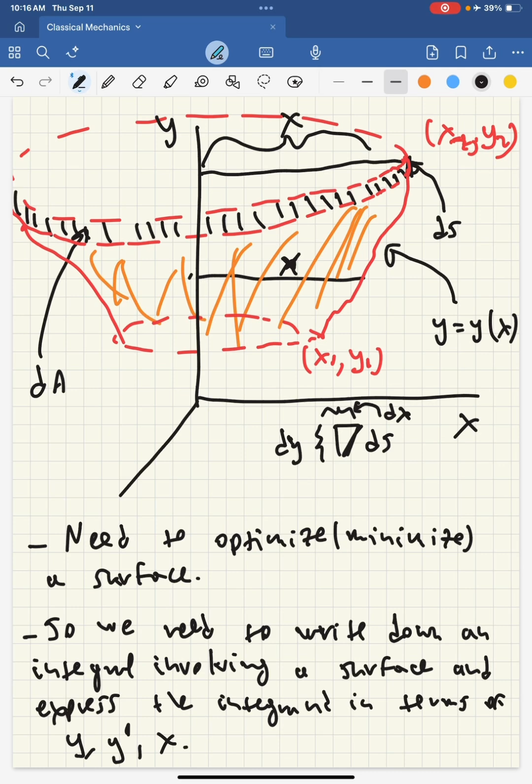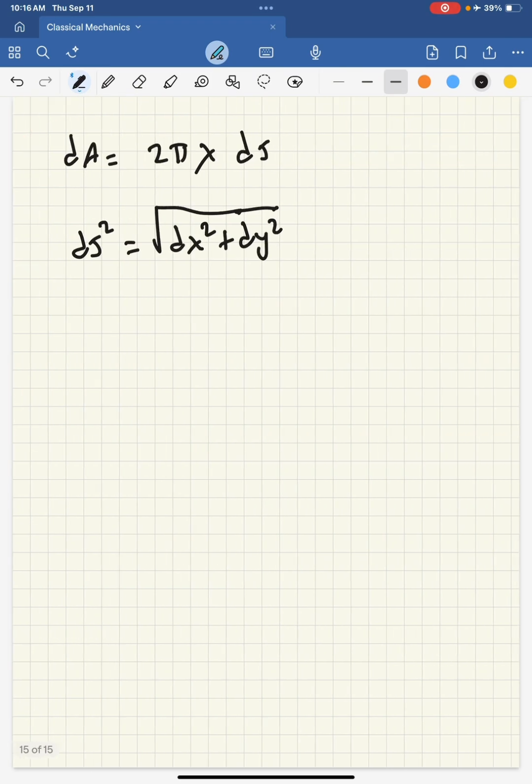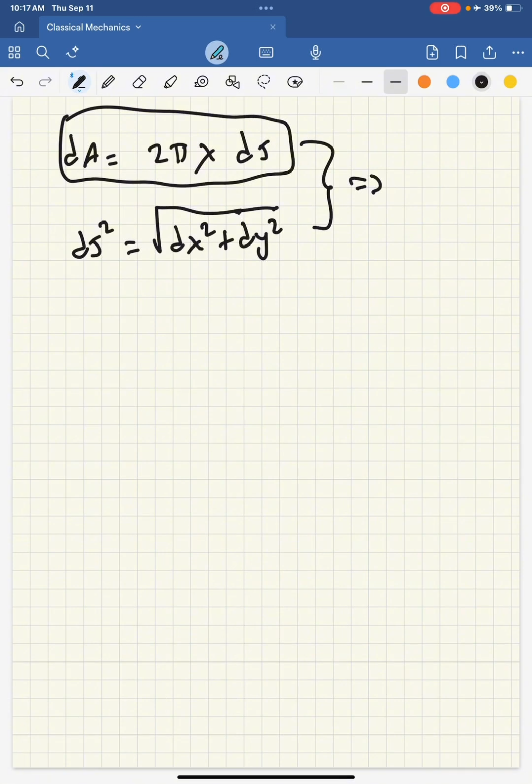Okay, then some of you will protest that if you unroll that strip, that's not really a rectangle, that's a trapezium, which is sort of true, but we are talking about infinitesimal quantities, so this is the appropriate infinitesimally small area, okay? So if we mix those two together, if we plug in ds, I'm sorry, and this should be ds, not ds squared, okay?